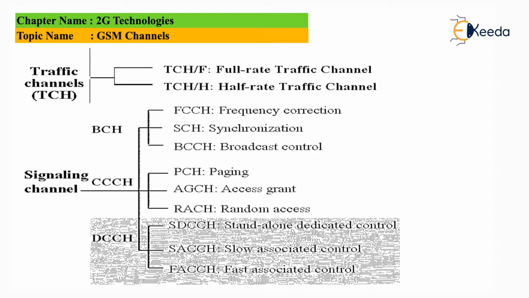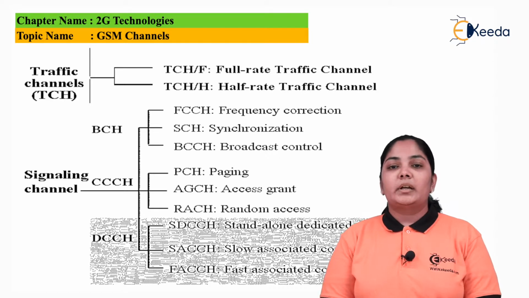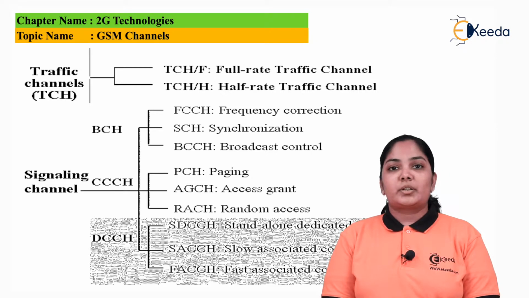Let us see all the types of various channels that are available in the GSM system. In traffic channels, we have voice channels and data channels. In this, we have full rate data channels and half rate data channels. The control channels in GSM are of 3 types. The first type is called the broadcast channel. This channel has 3 types of channel called the frequency correction channel, synchronization channel, and broadcast control channel.